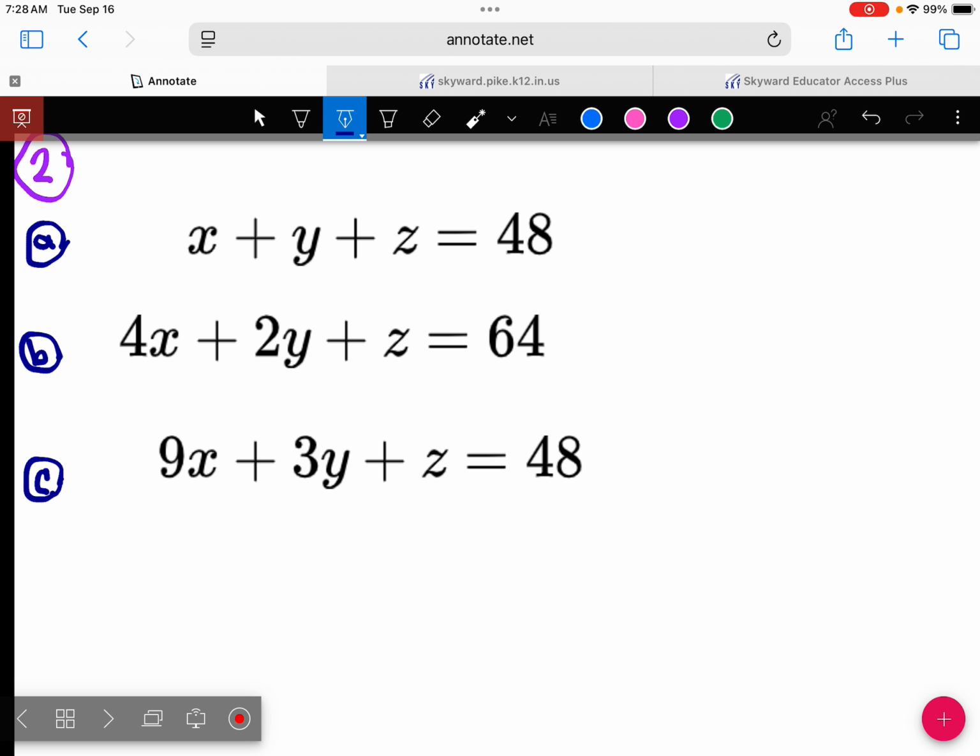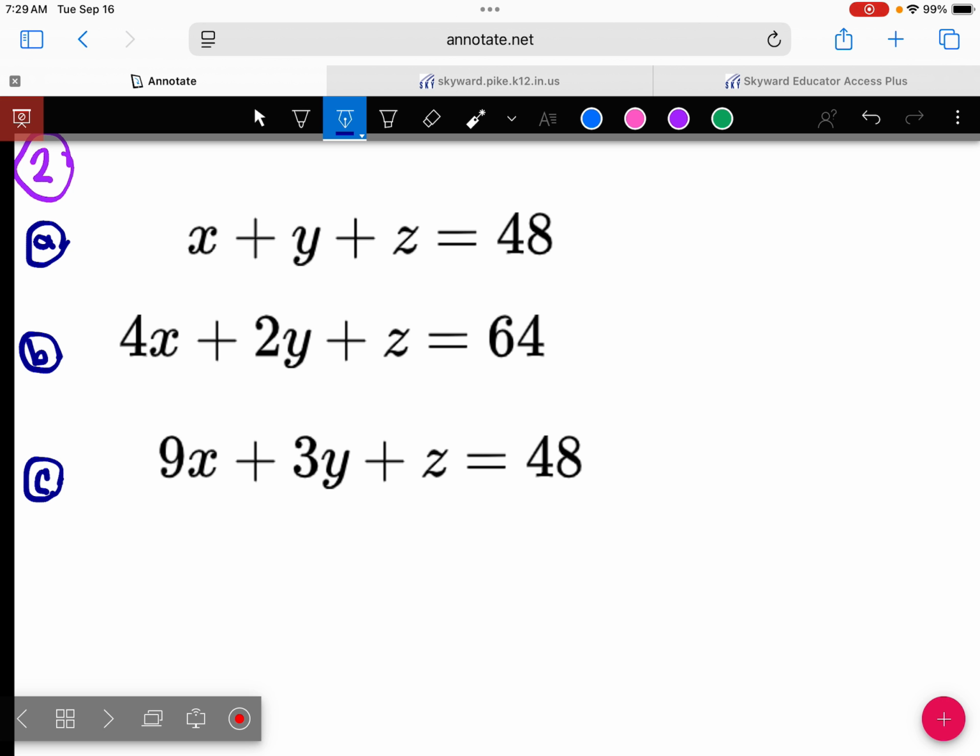So, what do we notice? None of them are set up horribly for this. We could go for any variable we want. There's one that looks like the easiest one to me. What letter should we go for first? Z. I agree. I think Z would probably be our easiest option.